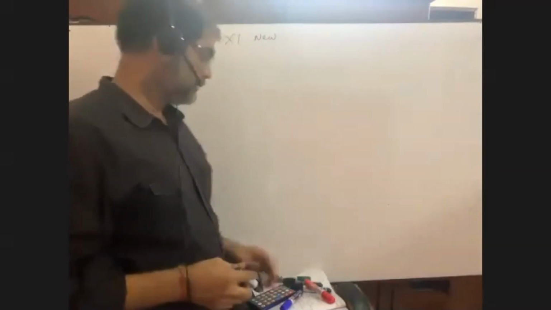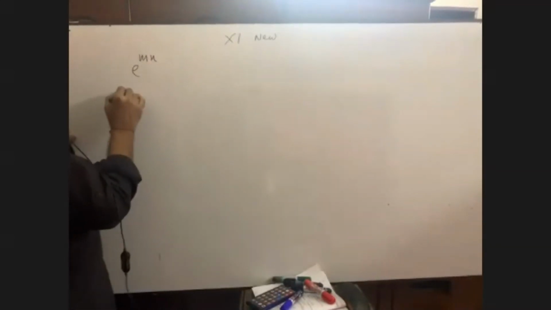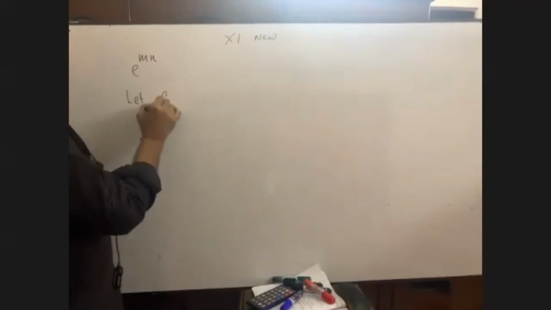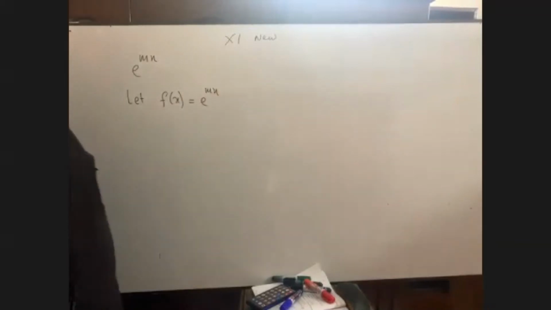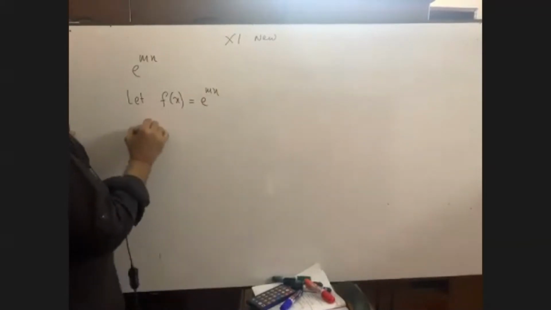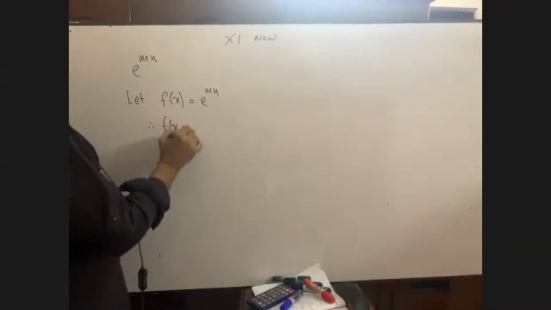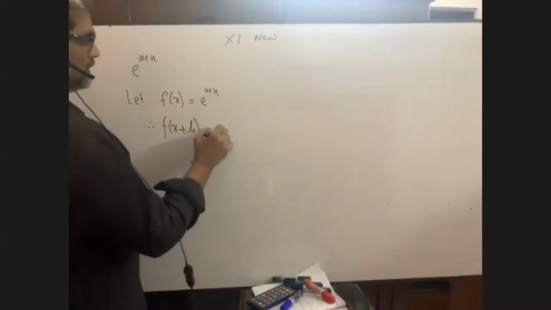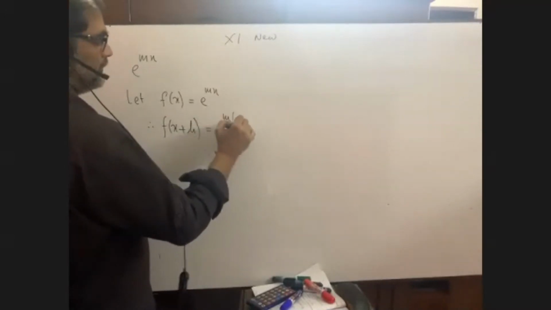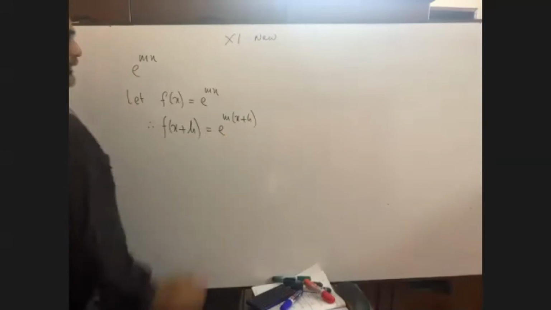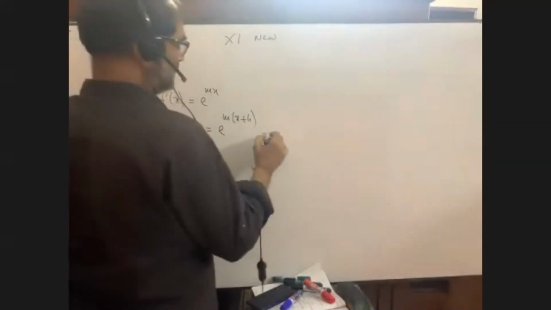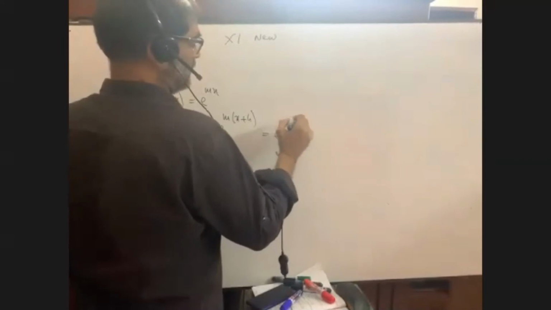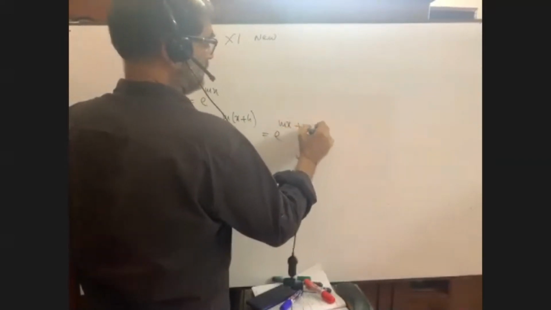Okay, write down: let f(x) is equal to e to the power mx, right? Therefore, f(x plus a) is equal to what? E to the power m into... Actually, for x you have to write down x plus a. Talk to me. It is e to the power mx plus m a.